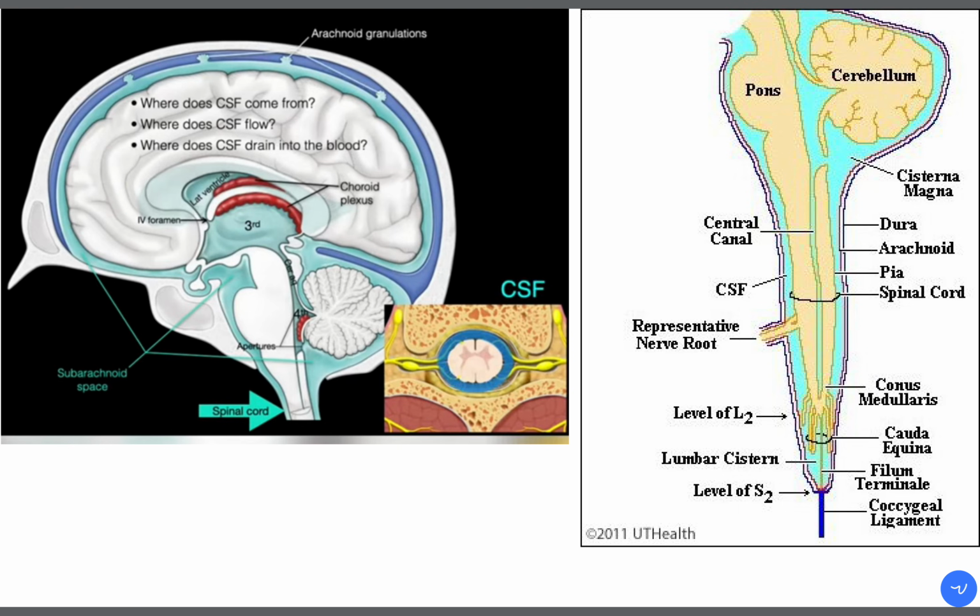Then where does the CSF flow? That I have already answered. And where does CSF drain into the blood? The CSF will flow in these cisterns and this space, and there are these arachnoid granules. From there, the CSF will ultimately drain into the dural venous sinuses and into our venous system. So that is how our CSF flows, and I have tried to explain the subarachnoid space.